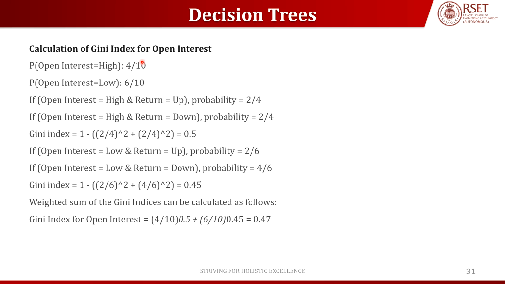Next, we calculate the Gini index for open interest. That is, repeat the same process here also. So split the data. Open interest has two values, high and low. Now calculate Gini for high. Out of these, 2 have returned up and 2 have returned down. So that is a 50 by 50 split. So Gini is 0.5. And then calculate Gini for low. Out of these, 2 have returned up and 4 have returned down. So Gini is 0.45. Now calculate the weighted Gini. So the Gini index for open interest is 0.47.